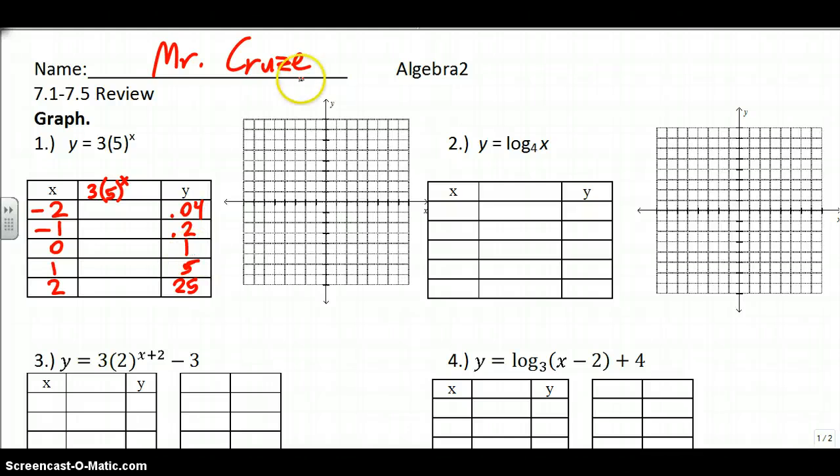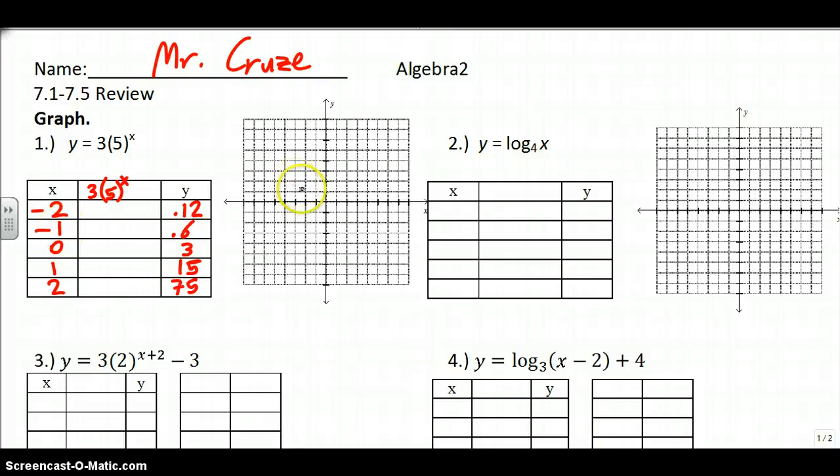Okay, so that means 0.04 now becomes 0.12. 0.2 now becomes 0.6. 1 now becomes 3. 5 becomes 15. And 25 now becomes 75. I just took all the y values we had before and multiplied them by 3. Notice the x's did not change.